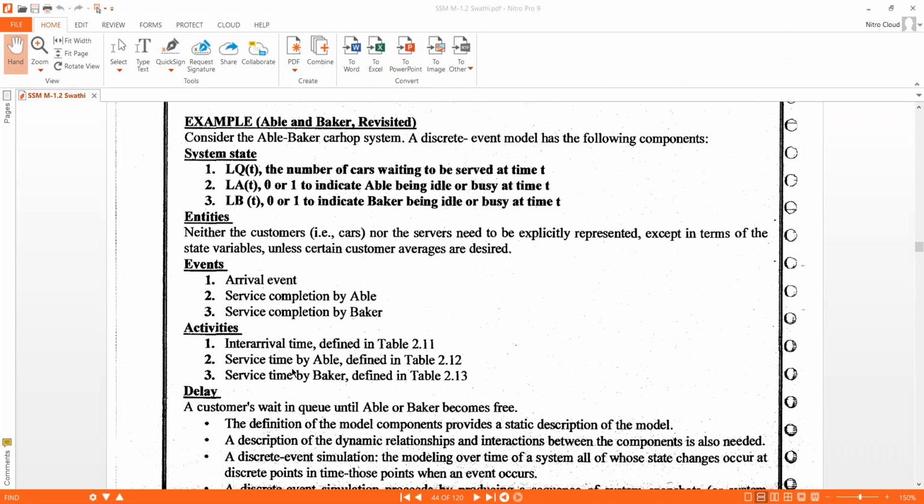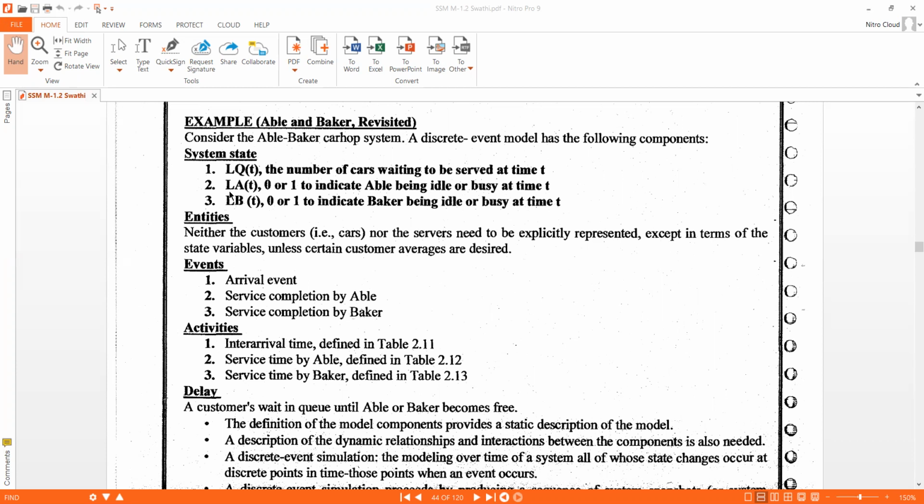This is an example of the Able-Baker problem. Here, consider the Able-Baker car hop system, and a discrete event model has the following components, like a system state. System state LQ of T, which will represent the number of cars waiting to be served at time T. At time T, the number of cars waiting for the service will be represented by LQ of T.